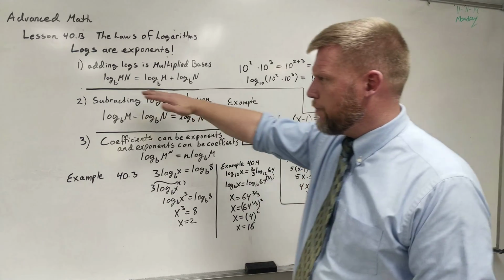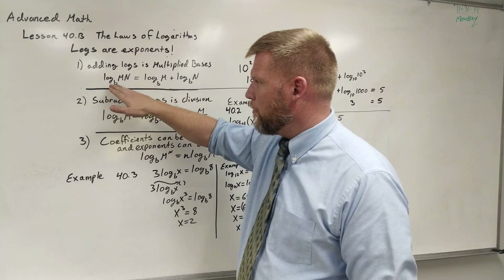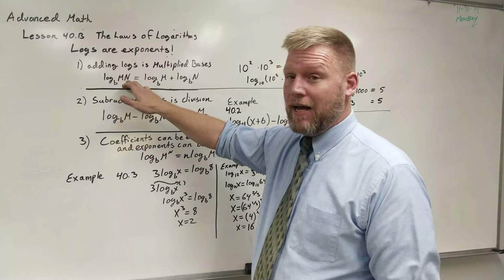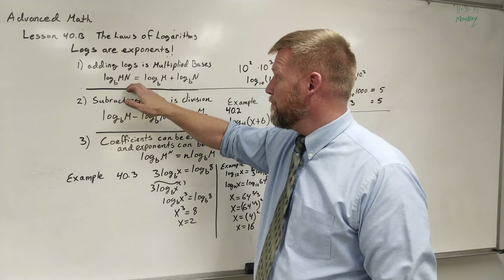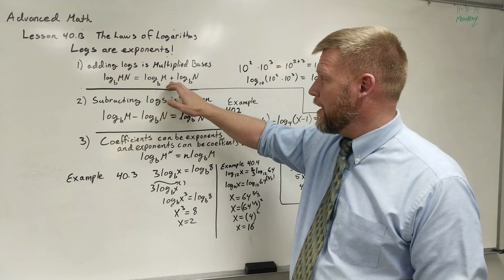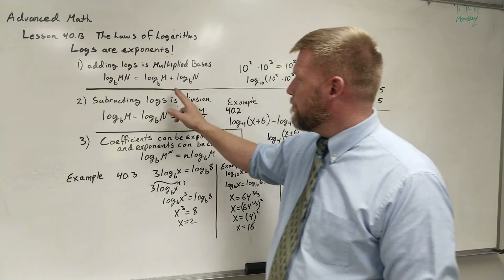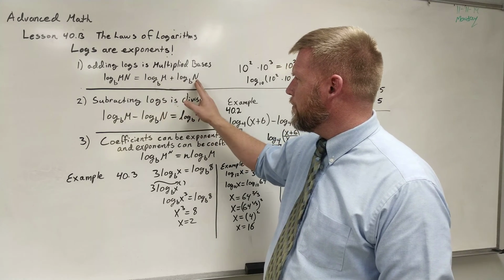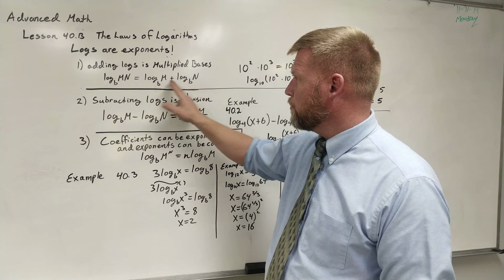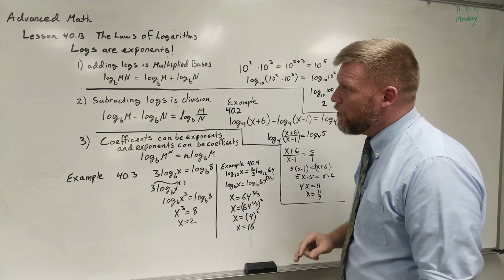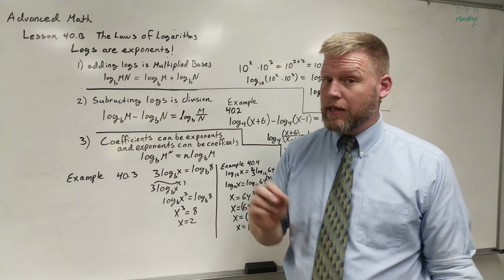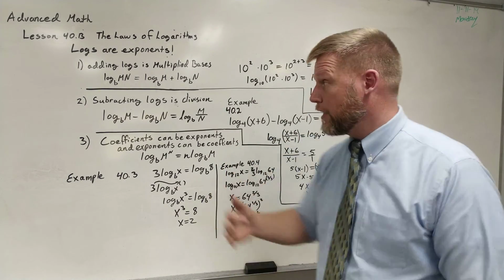So let's look at what the rule is. The log with the base of b of m times n is the same thing as the log base b of m plus the log base b of n. So in other words, notice what I'm doing here. I'm adding those because they're logarithms, and logarithms are exponents.